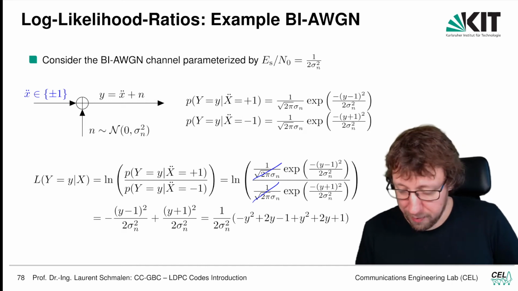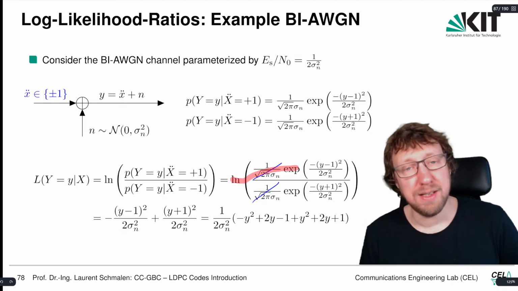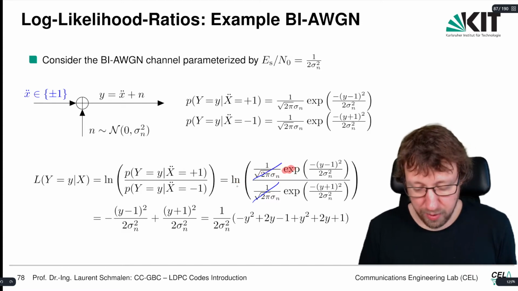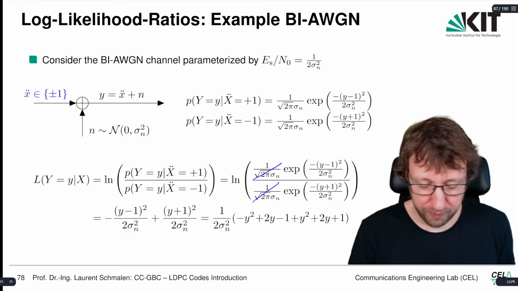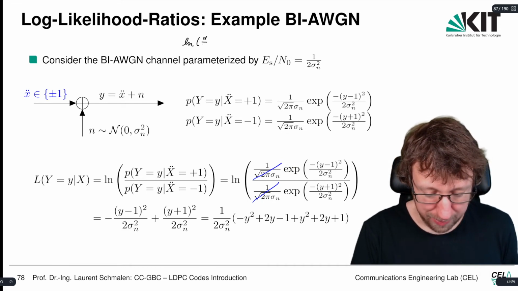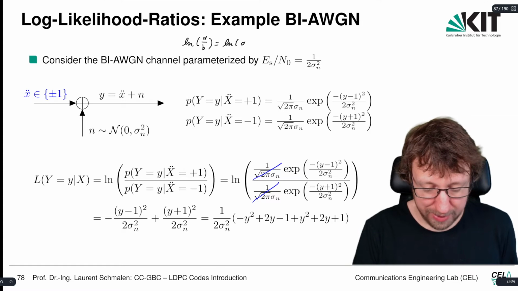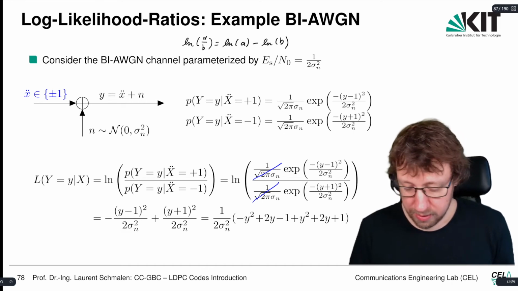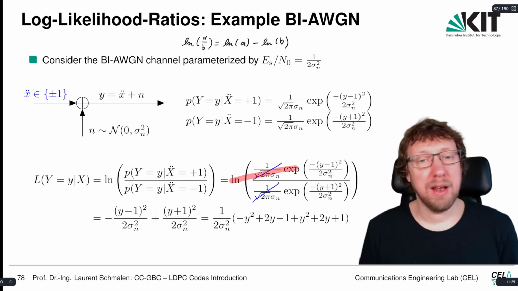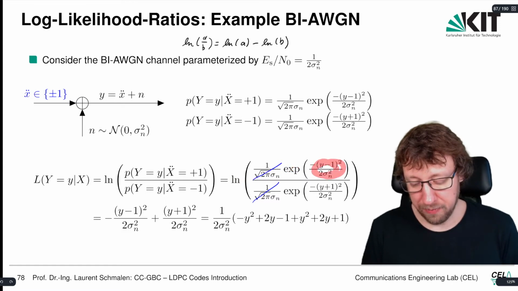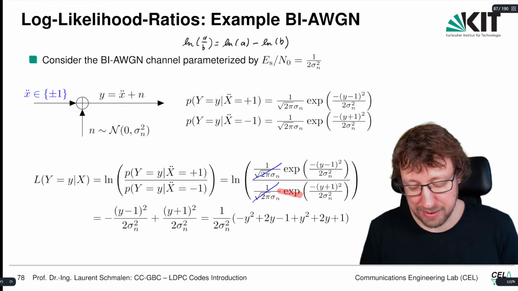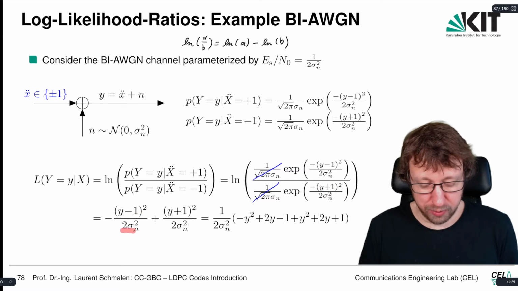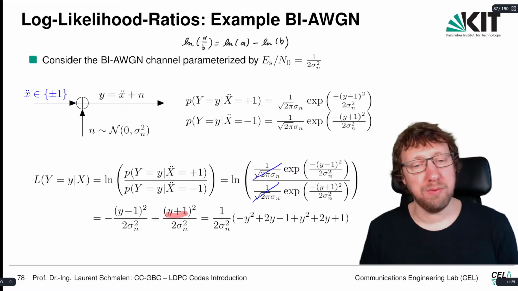And then we have log of exp. This is nice because log of exp just cancels each other. And then we have, recall that if you don't remember, ln of a divided by b is equal to ln of a minus ln of b. So we have log of x cancels. So we have this term minus log x cancels this term. So it's minus (y plus 1) squared over 2 sigma n squared plus (y plus 1) squared over 2 sigma n squared.